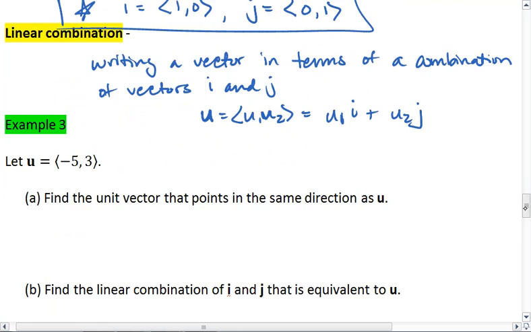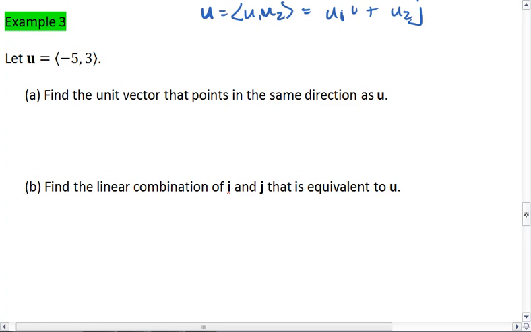And let's look at this with example 3. You're given vector u, which is negative 5, 3. We're going to find the unit vector that points in the same direction as u, and then we're going to find the linear combination of I and j that is equivalent to u.